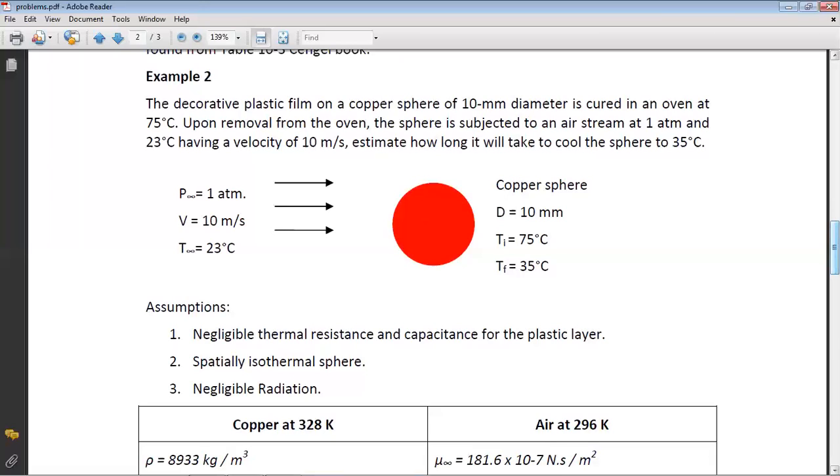Now, in order to cool that, we are exposing the sphere to atmospheric pressure, which is 1 atmospheric pressure, and the air is at 23 degrees Celsius, and the air is flowing at 10 meters per second. We need to calculate the time taken by the sphere to cool from 75 degrees Celsius to 35 degrees Celsius for a given condition. The given conditions are the atmospheric pressure is 1 atmosphere, and you are placing the sphere in a stream of air which is at 23 degrees Celsius, flowing at 10 meters per second. So this is the problem that you need to solve.